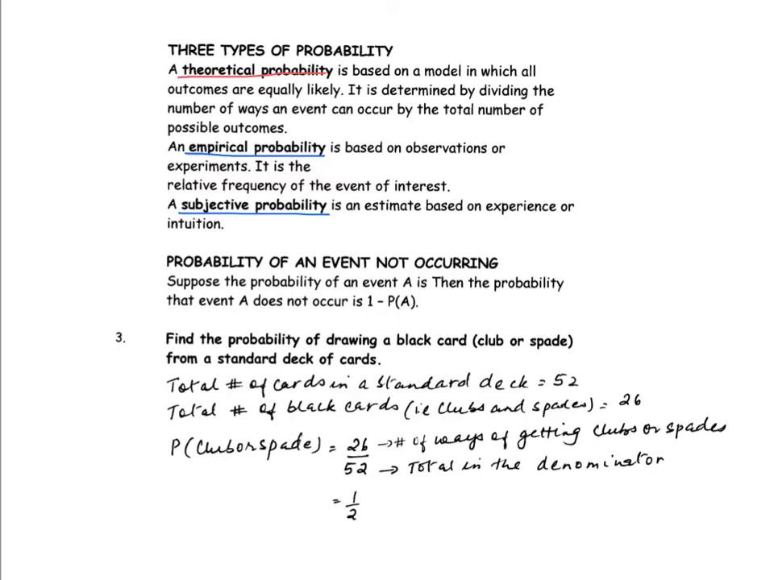Like, for example, I can say, I think 25% of my class is going to get A's. So that is basically an educated guess from past experience. So that is subjective probability.